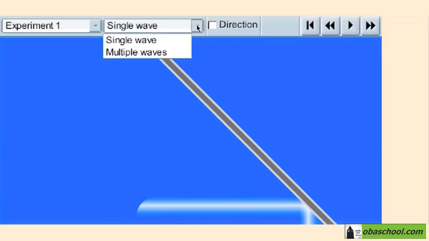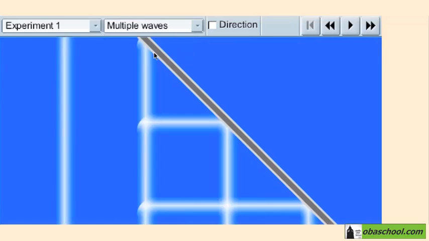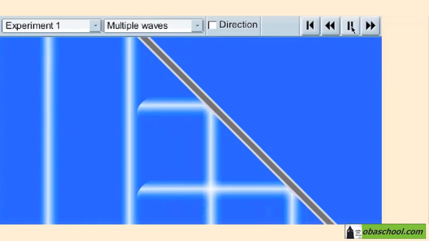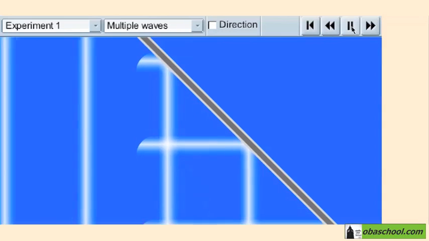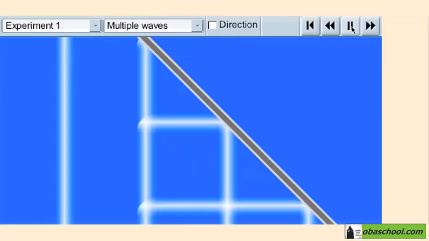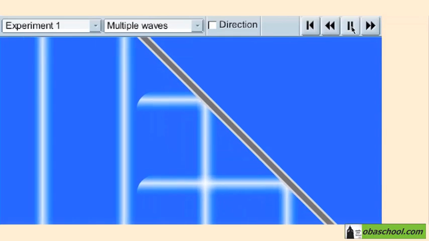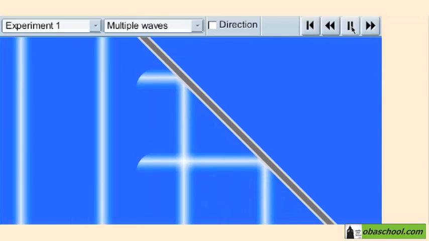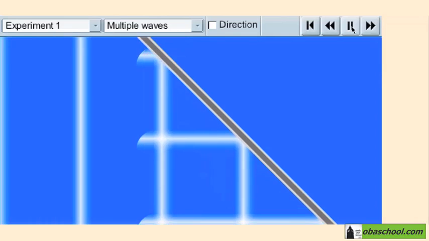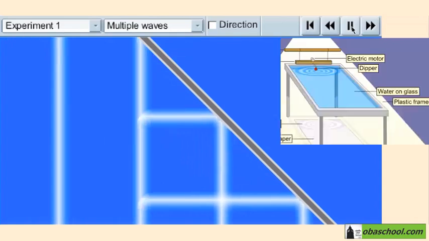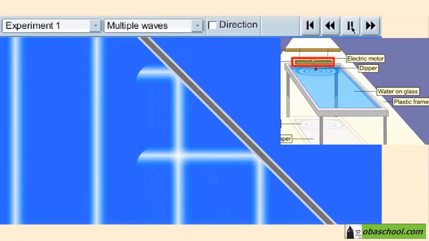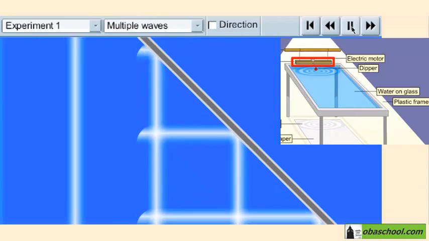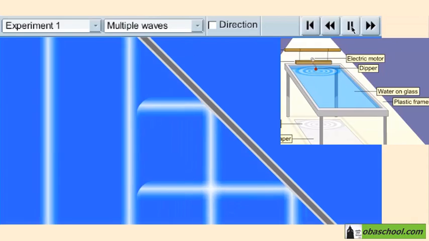Now, let's select multiple waves. Notice how the top end of the wave folds and reflects downwards. The rest of the wave moves forward. We're seeing a stream of plane waves moving across the water when the motor on the wooden beam is running. So, the motor is generating multiple waves. However, the dipper ball in this case is not used.